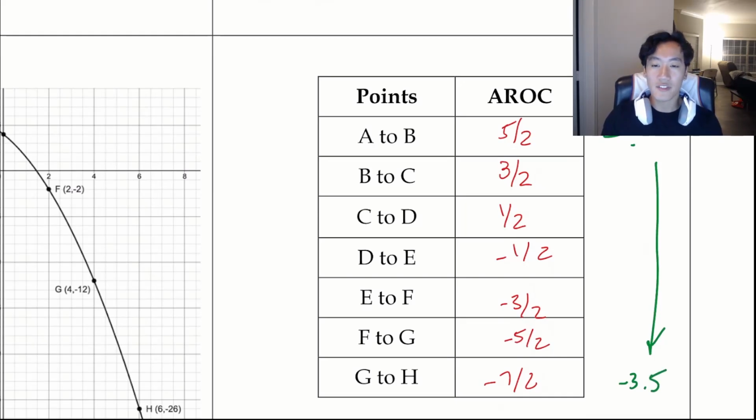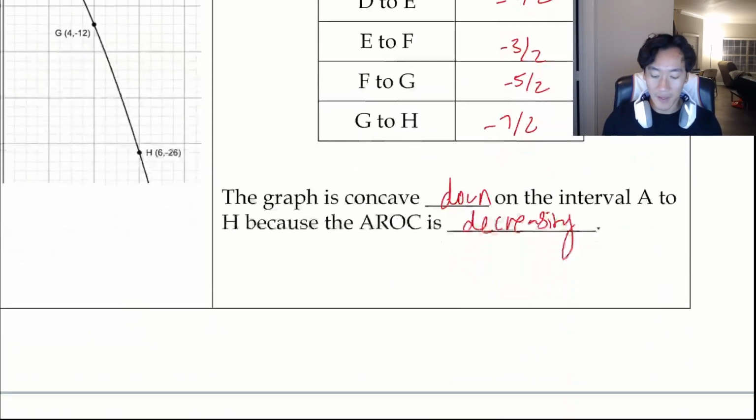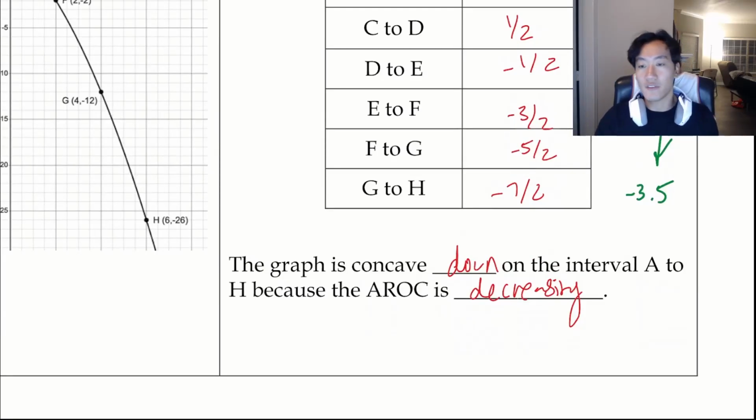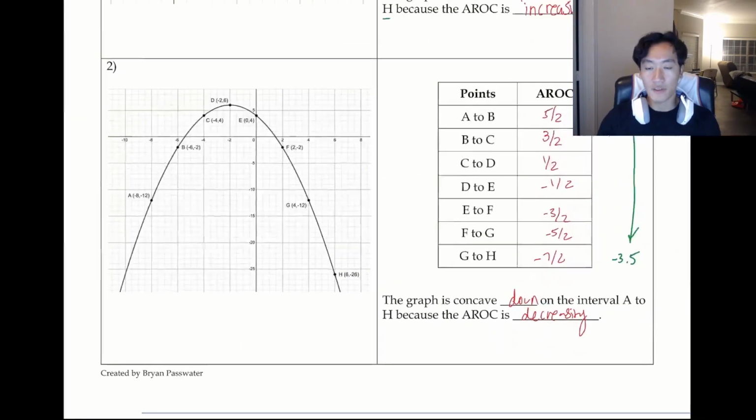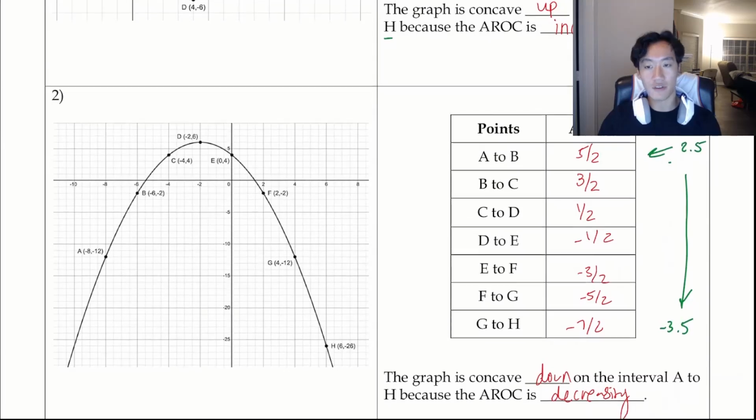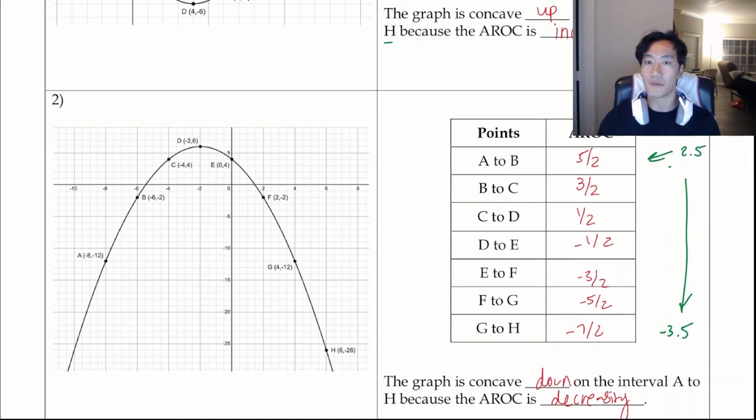If it's decreasing, we can instantly claim that the graph must be concave down due to the fact that the average rate of change is decreasing. Those are just facts. I'll let you have a little screen grab here in case you need to write this down so you can pause, but I'm simply going to move forward now.